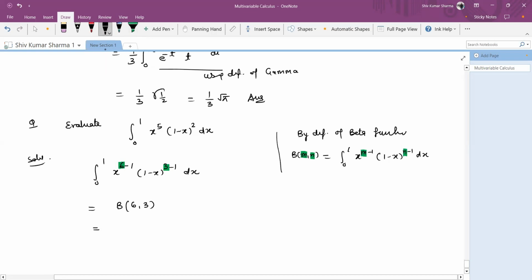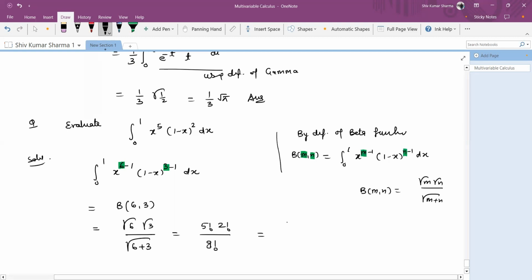When we use the relation between beta and gamma function, beta 6 3 is equal to gamma 6 gamma 3 upon gamma 6 plus 3. So remember this relation: beta mn is equal to gamma m gamma n upon gamma m plus n. What is the value of gamma 6? Gamma 6 value is factorial 5. Gamma 3 value is factorial 2, upon gamma 9. Gamma 9 value is factorial 8.